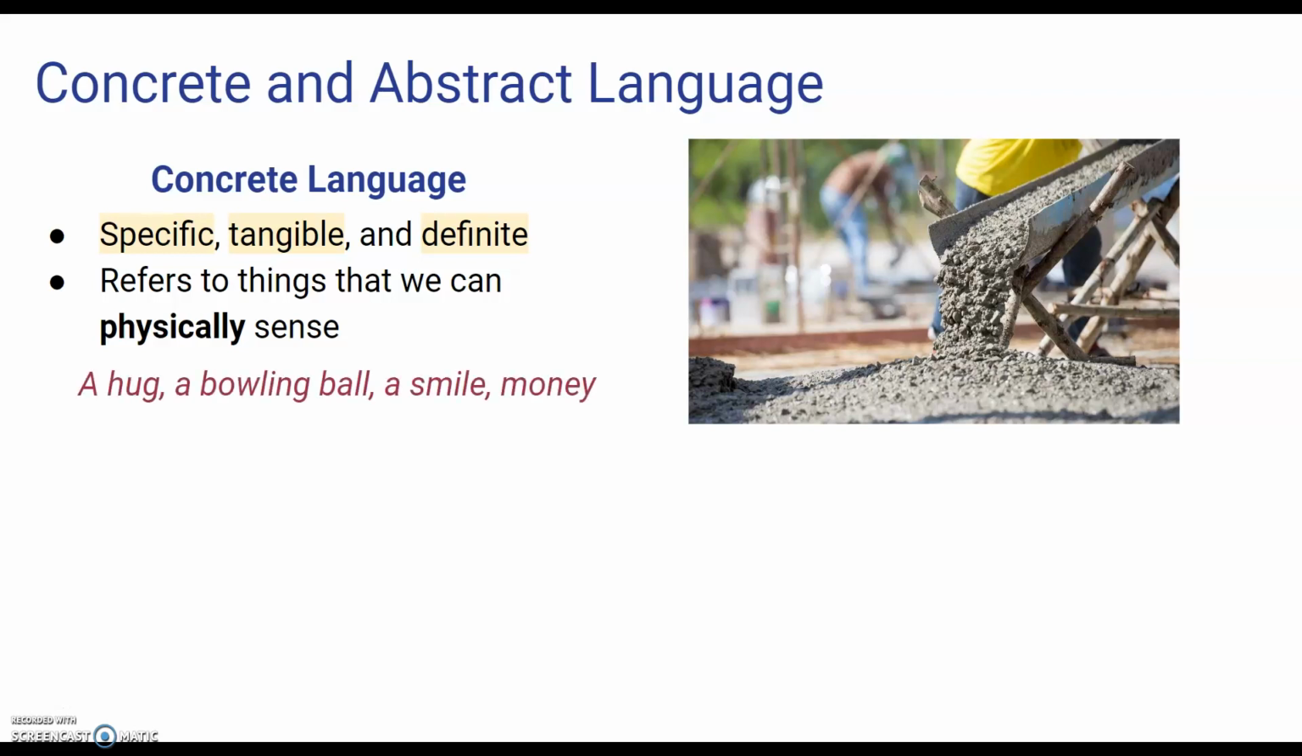So a hug, we can feel a hug. A bowling ball is another one. We can feel a bowling ball. We can also hear it whenever it hits the pins. We can hear it clash with the pins. And then a smile, we can see a smile. And then there's also money. We can see money, we can touch money, these all have a physical sense to them, right? I hope you're not tasting money.